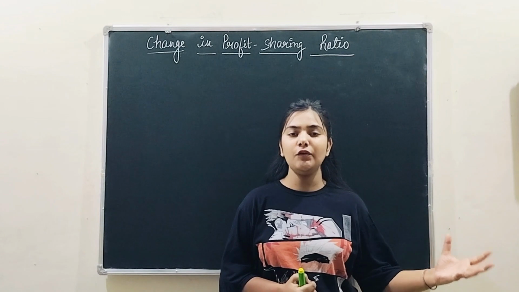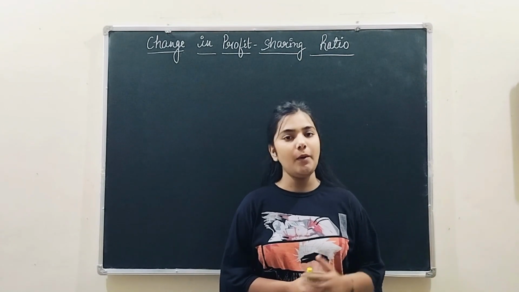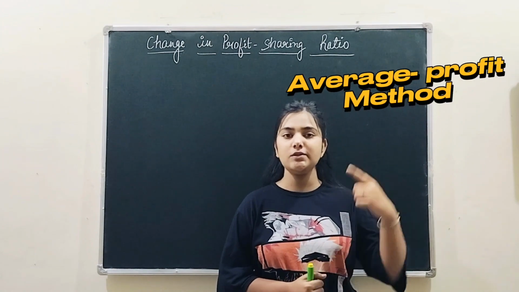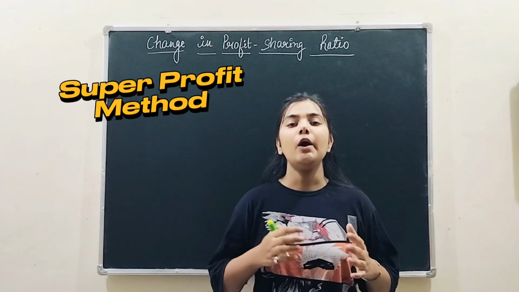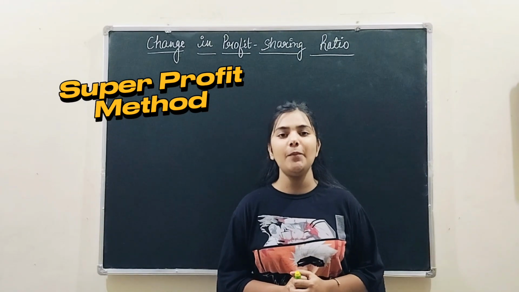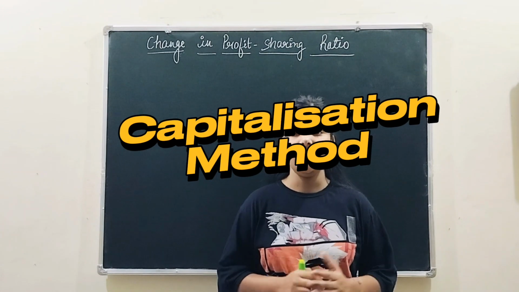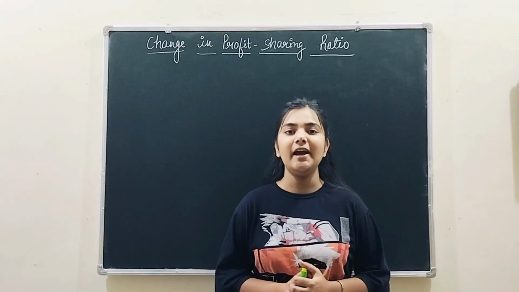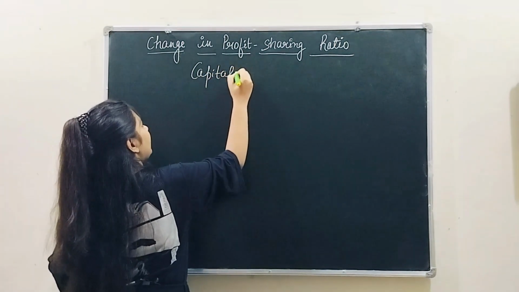So in the last few videos we learned about the calculation of goodwill and we have learned about the two methods. The first one is your average method, the second one is your super profit method. Now in this video we are going to learn about the last method, which is about the capitalization, right? So without wasting any time, let's start. In this video we are going to learn about your capitalization method.